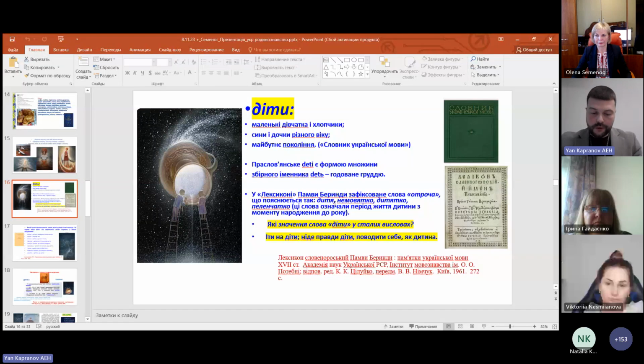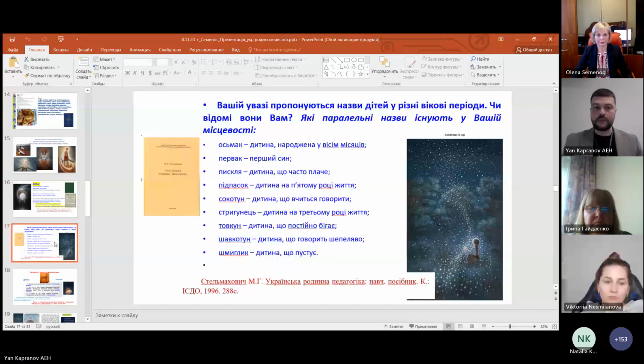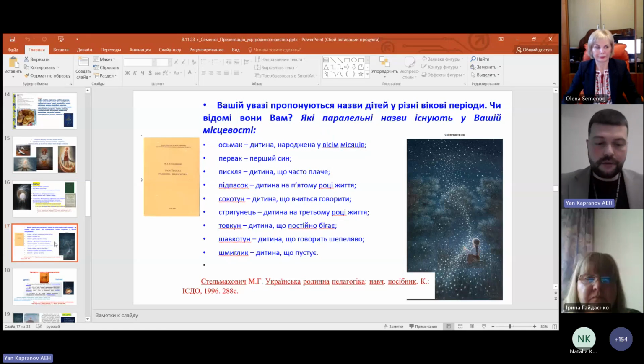So these words meant the period of a child's life from the moment of birth to a year. On the next slide there are the names, the nominations of the children, but in different periods of their life. Yes, and they all are given on this slide.